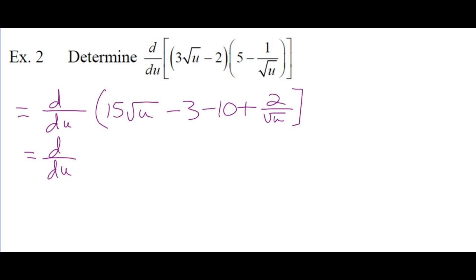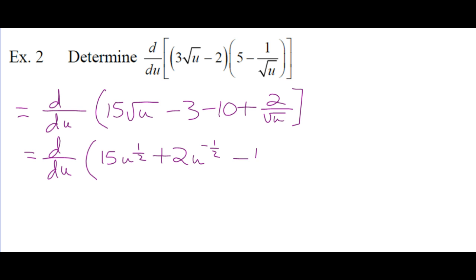Which is equal to d by du of, so now we're going to collect terms together. We want to change the root u's from radical form to exponential form, right? Okay, so let's do 15 root u is 15u to the half. Okay, let's bring the 2 root u next, so we've got our u's together. So the plus 2 over root u is plus 2u to the negative 1/2. Yeah, okay. And then what's left?